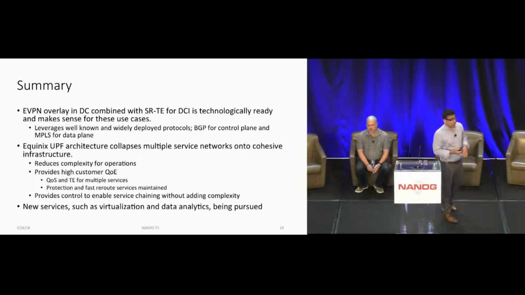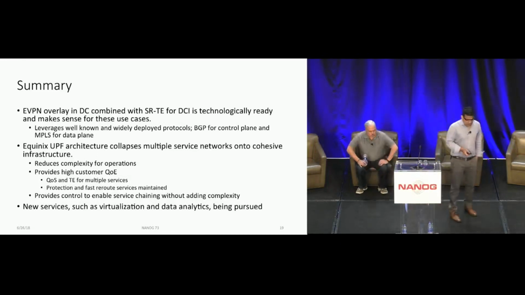We are able to provide high customer QoE. QoS and TE for multiple services can be achieved with low CapEx. Protection and fast reroute are maintained through TI-LFA. We don't have to do fast reroute separately. It provides fine-grained control over service chaining, which was a complicated function to implement in the network. And we also try to pursue our virtualization and data analytics with segment routing.